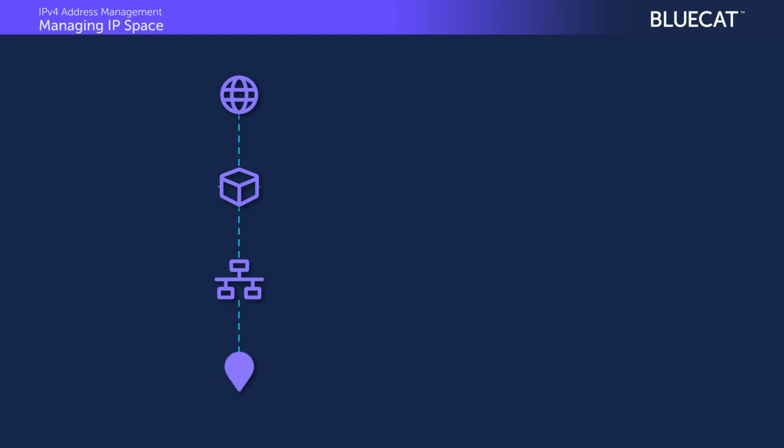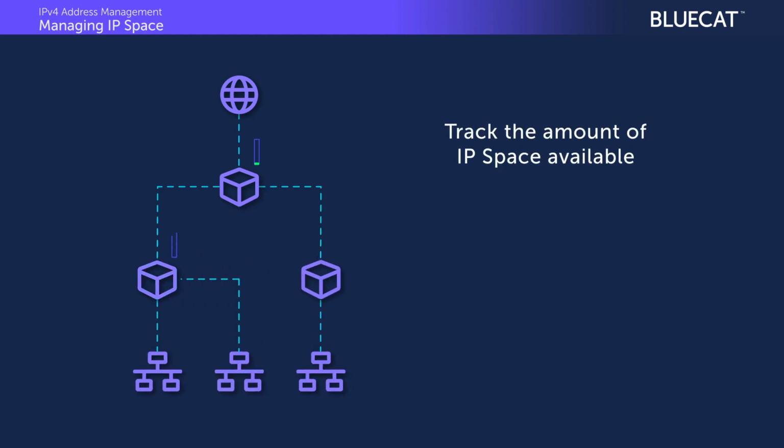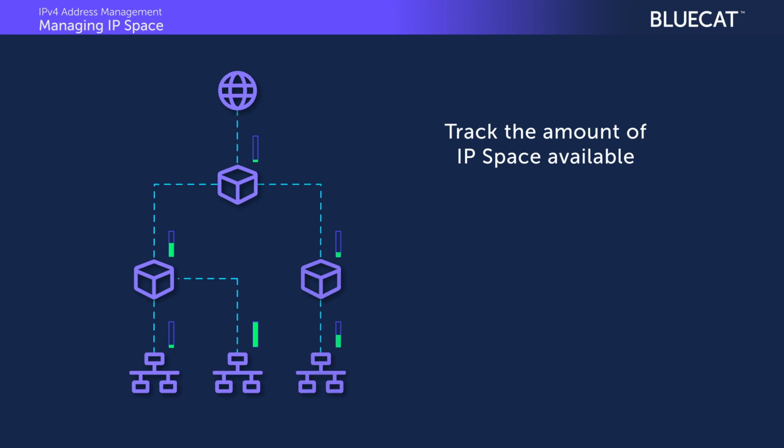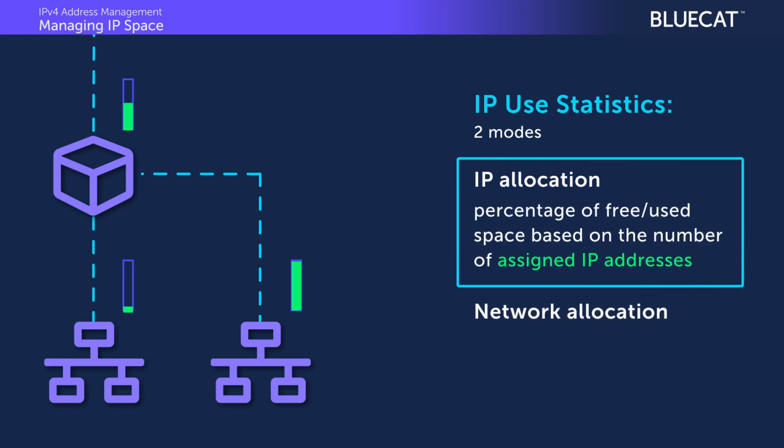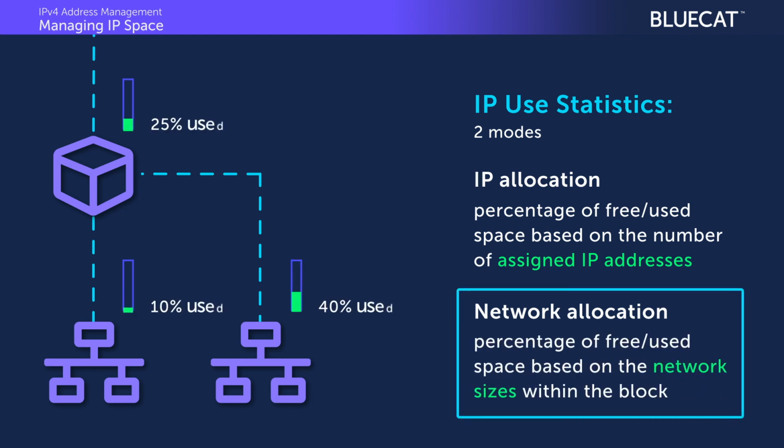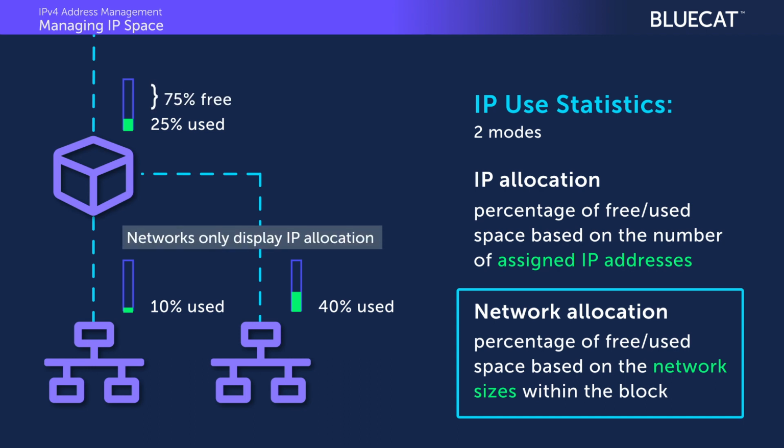As networks become more complex, we need to be able to track the amount of IP space available. IP space use statistics can be displayed in one of two modes, either IP allocation or network allocation. IP allocation displays the percentage of free block space based on the number of IP addresses that have been allocated or assigned. Network allocation displays the percentage of used block space based on the network sizes within the block. This helps us understand how much of the total block is occupied by networks.